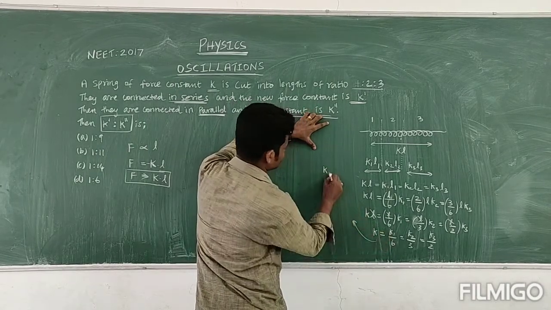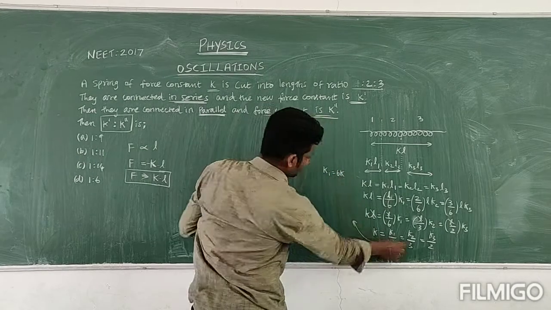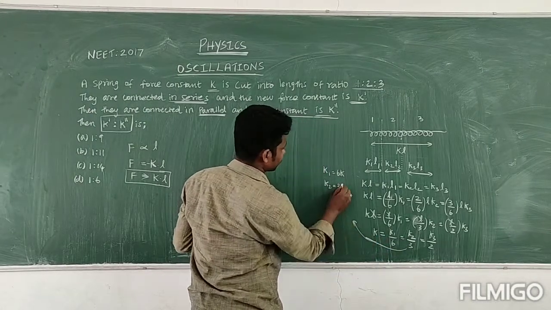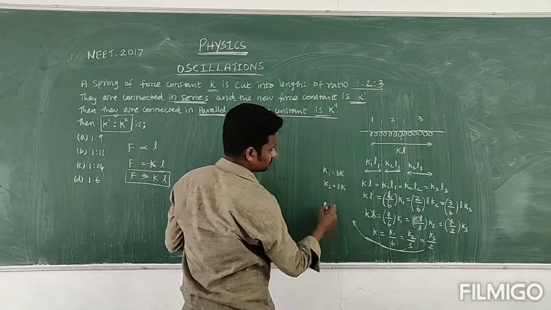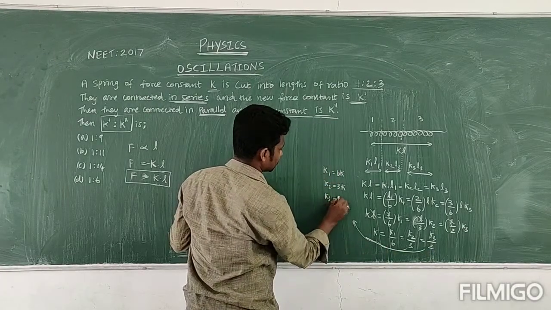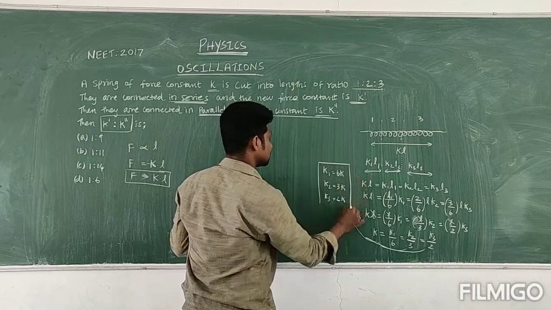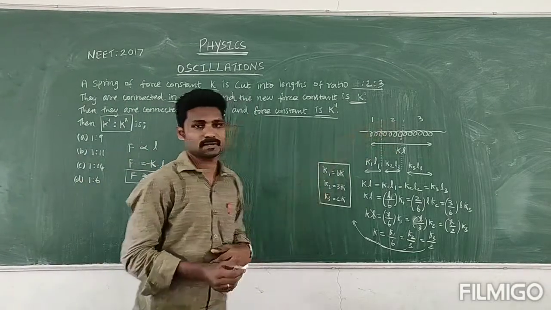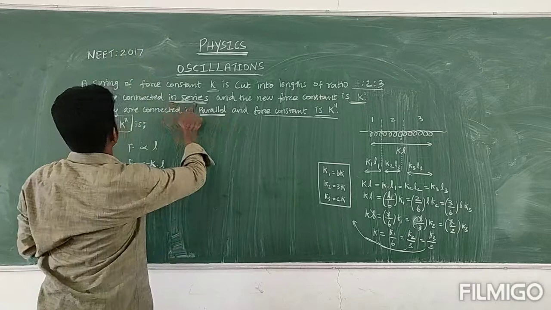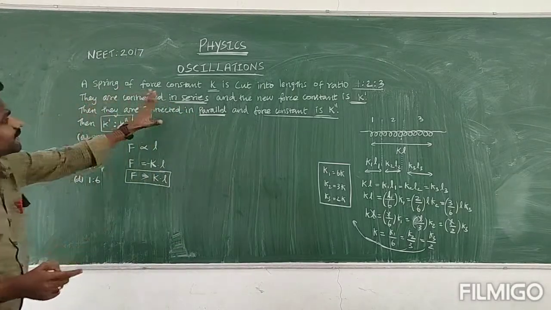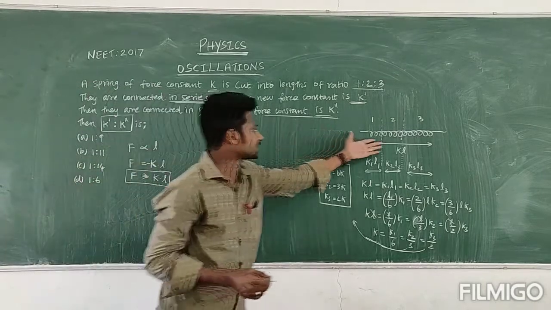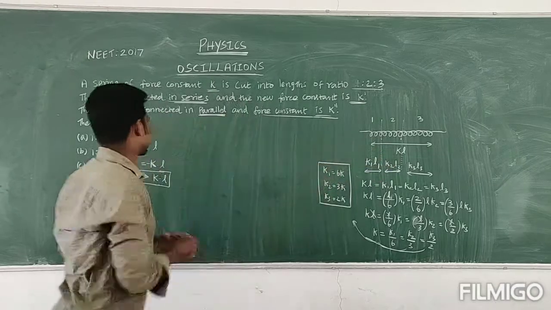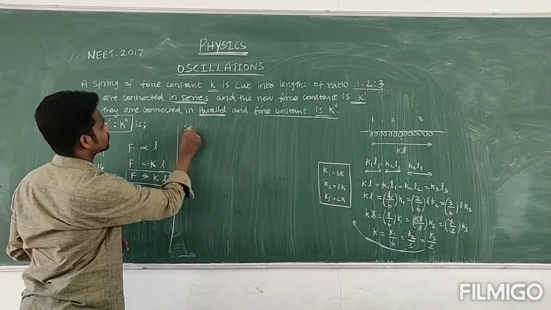So finally I can write K1 is equal to 6K, K2 is equal to 3K, and K3 is equal to 2K. Okay, so this is the specific value of the force constant for each piece. Now they will be connected in series. Being connected in series means the same K should come, but anyhow we have to prove it.